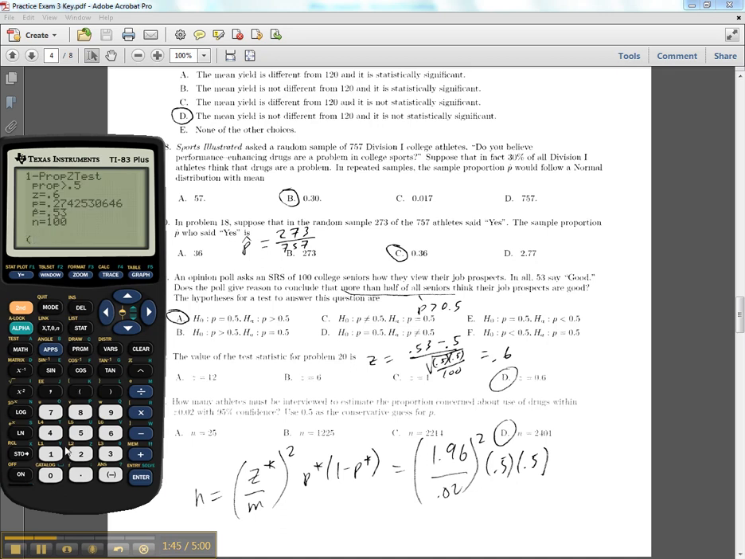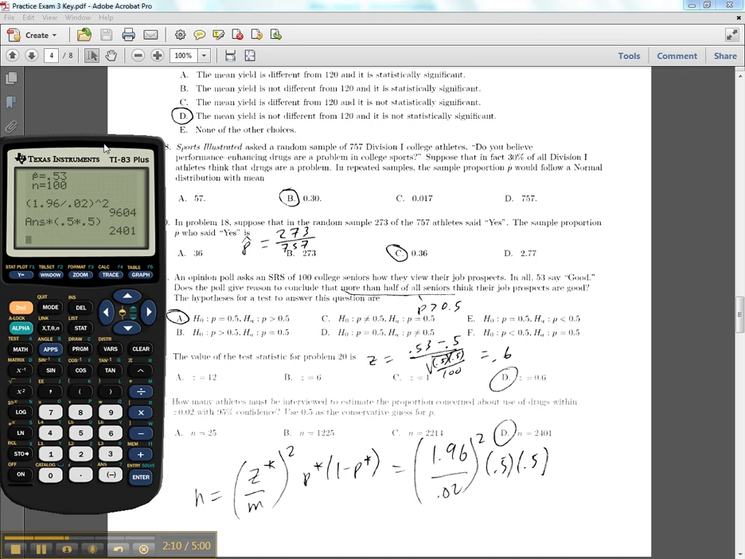I'm going to go parentheses 1.96 divided by 0.02. Close that parentheses, and I'll square the whole thing. And I'll press enter. And then I'll multiply this by 0.5 times 0.5. And that gets us 2401.